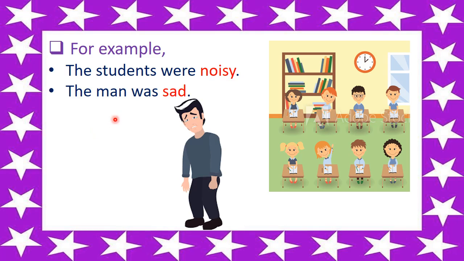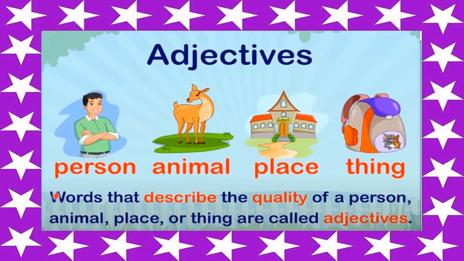Next, the man was sad. So students, here the word sad is an adjective. The word sad describes how the man was. So students, remember, words that describe the quality of a person, animal, place or thing are called adjectives.